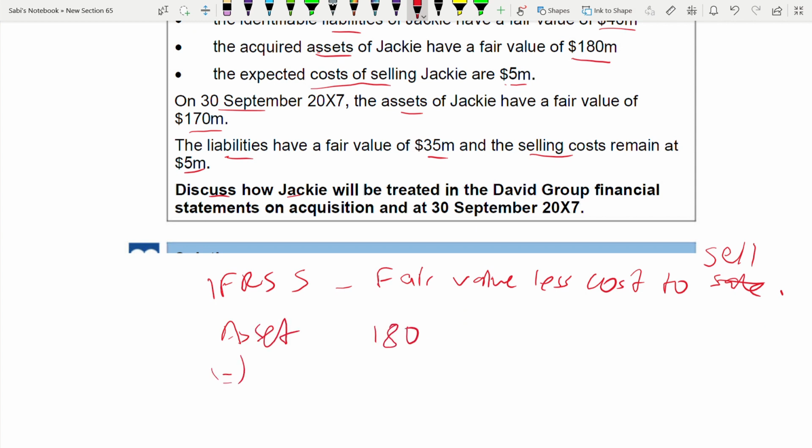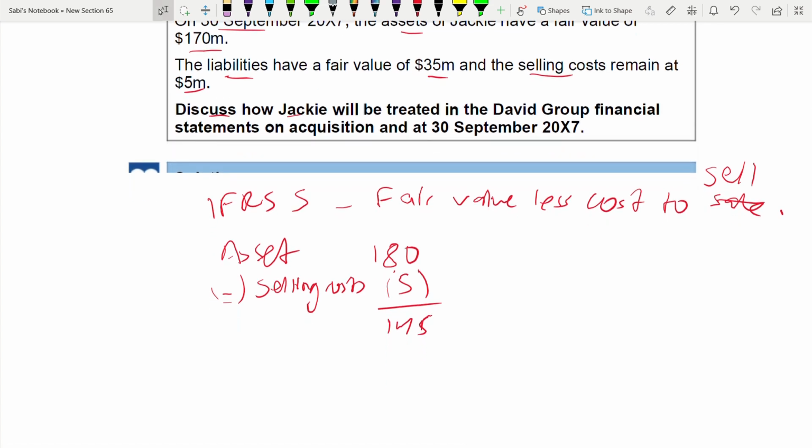Deduct your selling cost, which is 5. So it becomes 175. From here you need to deduct your liabilities. Remember, under IFRS 5, you have to add all your assets and all your liabilities, and deduct your liabilities from your assets. So here I'm going to deduct my liabilities for 1st March, which is 40, giving 135. 135 million. This is fair value less cost to sell.